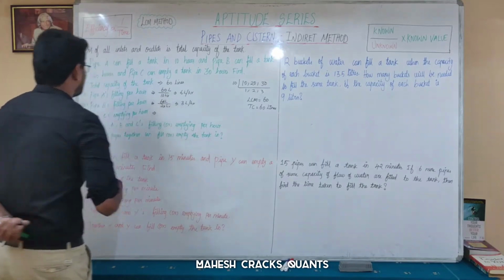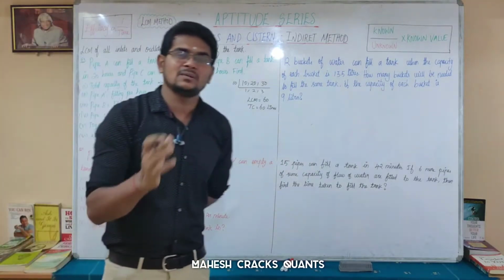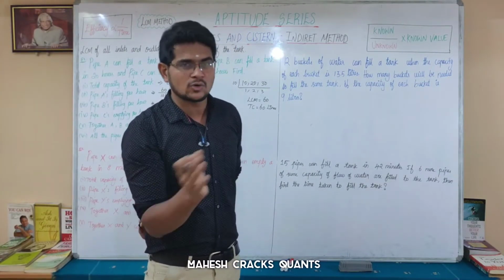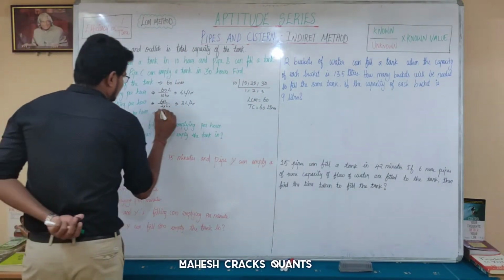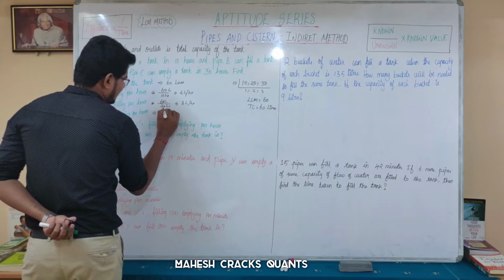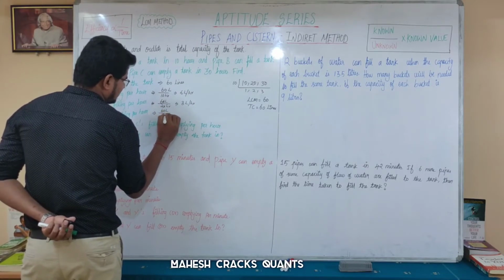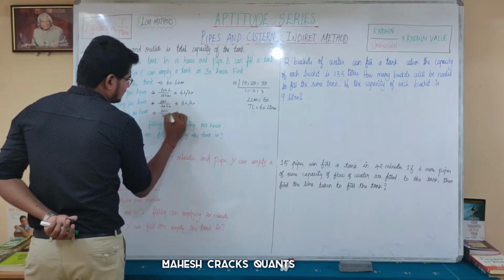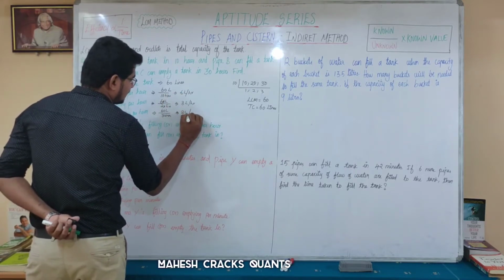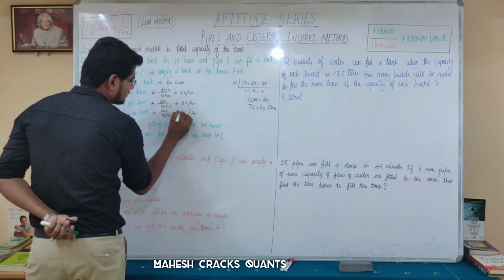And pipe C is emptying. Emptying means removing. Pipe C is an outlet pipe, removing from the tank in 30 hours. So 60 lines it can remove in 30 hours. So per hour 2 lines will be removed. Removed means minus.